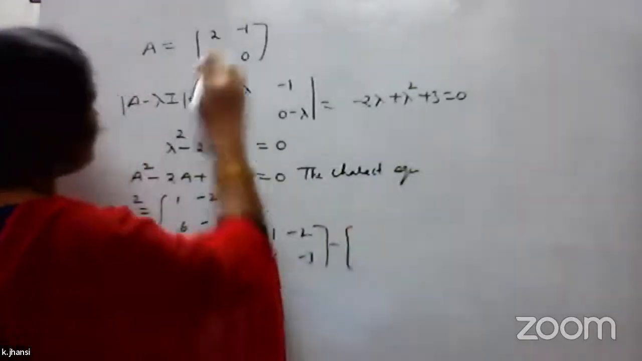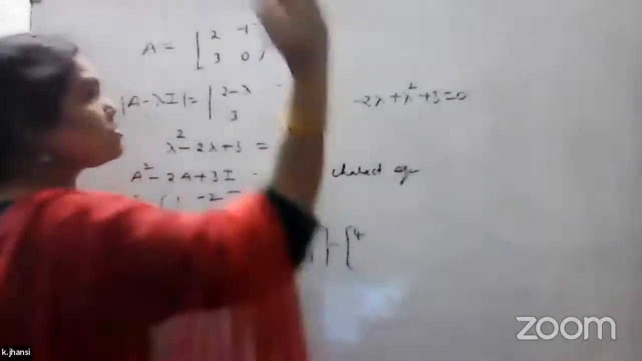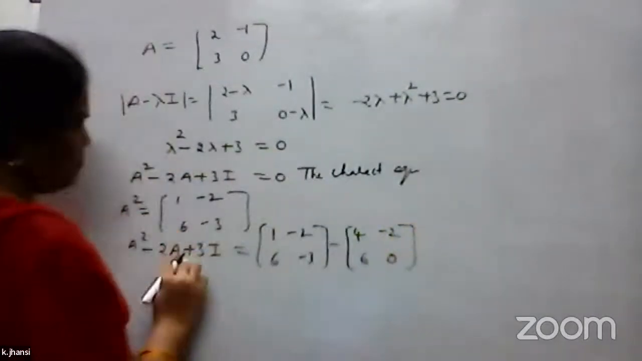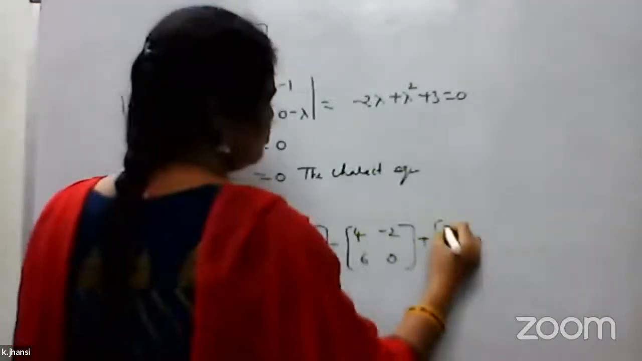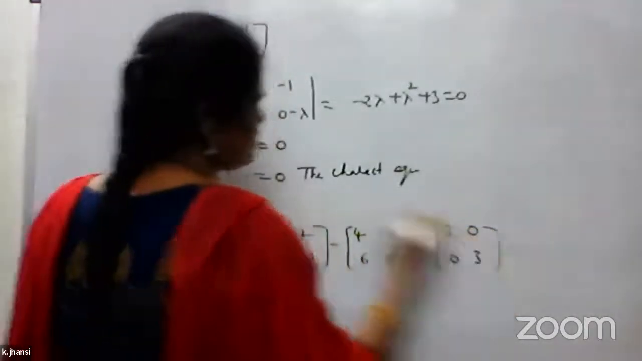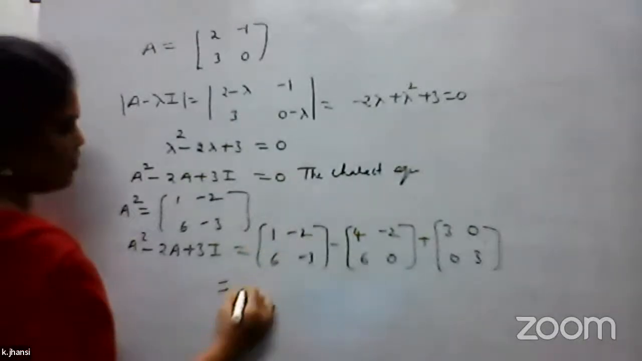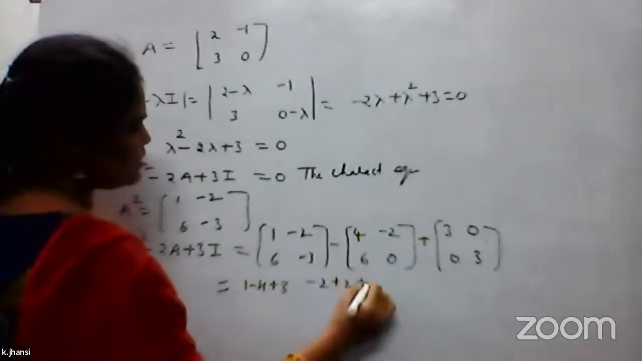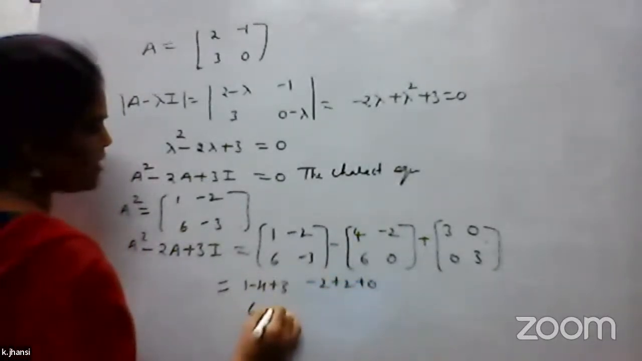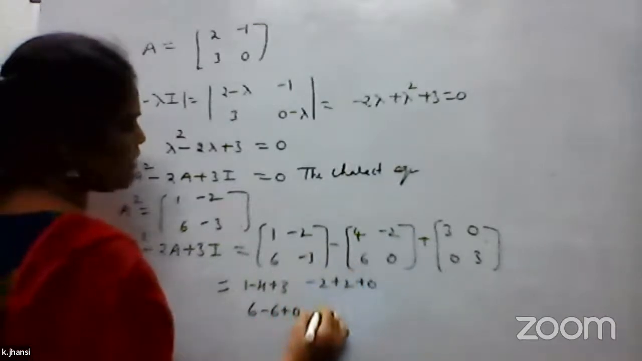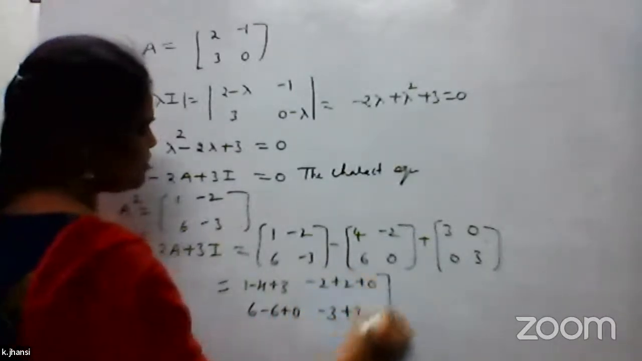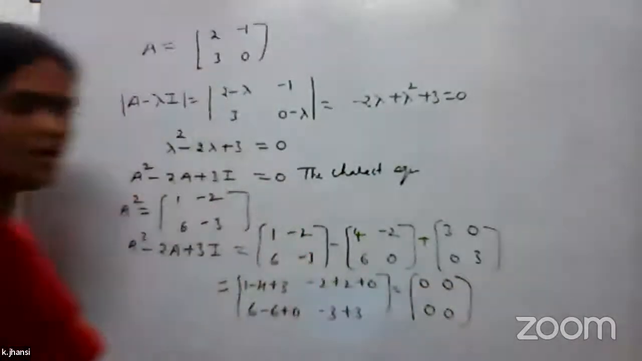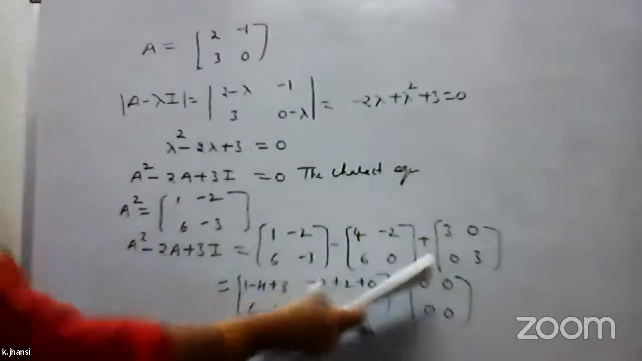That means 2 into A, that is [4, -2; 6, 0], plus 3I. Plus 3I means 3 into the identity element, [3, 0; 0, 3]. So you get 1 minus 4 plus 3, minus 2 plus 2 plus 0, 6 minus 6 plus 0, and minus 3 plus 3. So you are getting this as 0, 0, 0. So it is the 0 matrix we are getting.